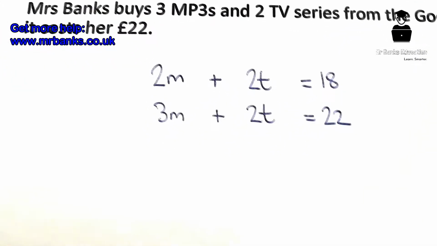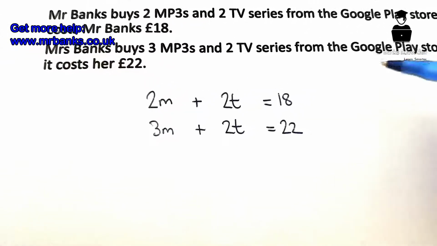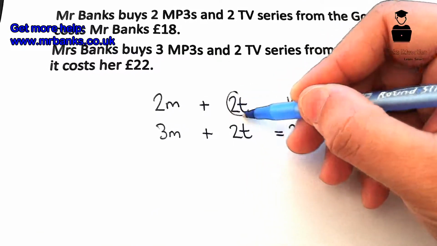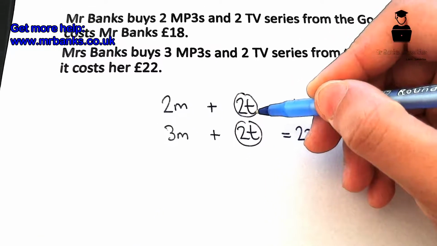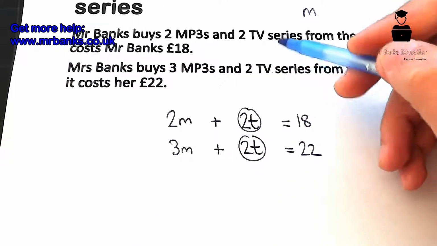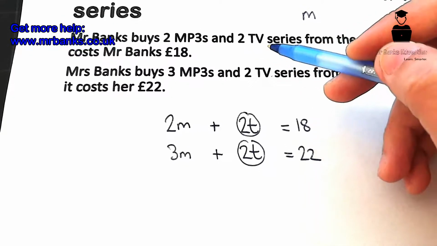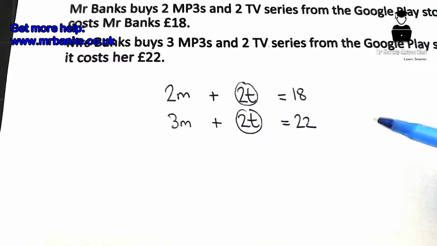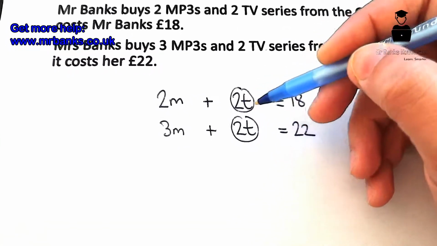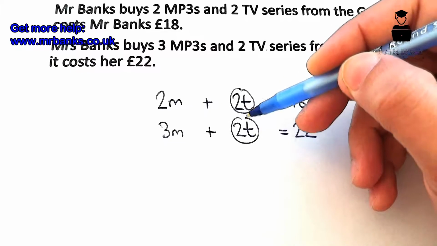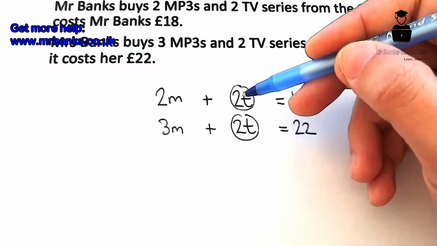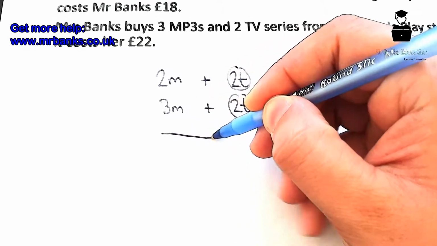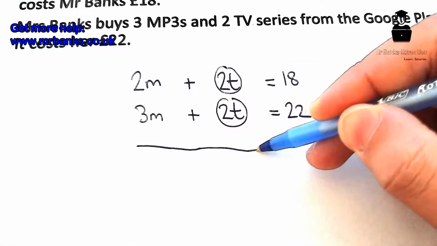Now this is quite a simple one because we've been given it in such a way where these 2 T's, okay, are the same across the 2. Okay, the TV series, Mr. Banks bought 2 and Mrs. Banks bought 2 as well. So when we do simultaneous equations, we want to take one of these variables out. So because these 2 are the same, it's going to be easy. We just do 2t minus 2t. So what we're going to do now is we're going to do a subtraction. Let's just do that.